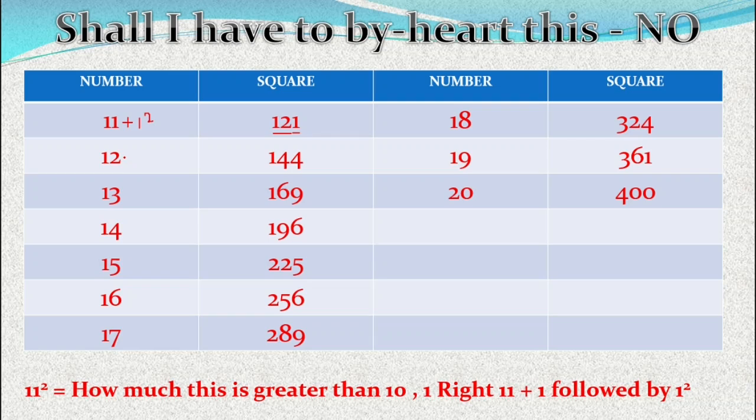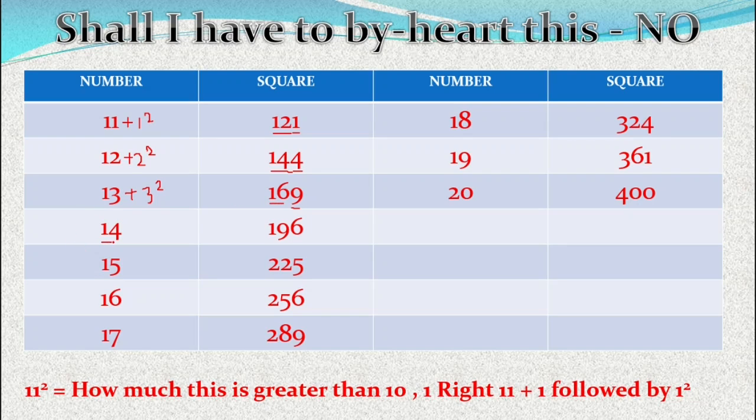Coming to 12, 12 is 2 greater than 10, right? So I have taken 2 here. What about 2 square? 2 square is 4. That is my last digit. And what about 12 plus 2? 14. Coming to 13, 13 is 3 greater than 10. What about 3 square? 3 square is 9. And what is 13 plus 3? 16.